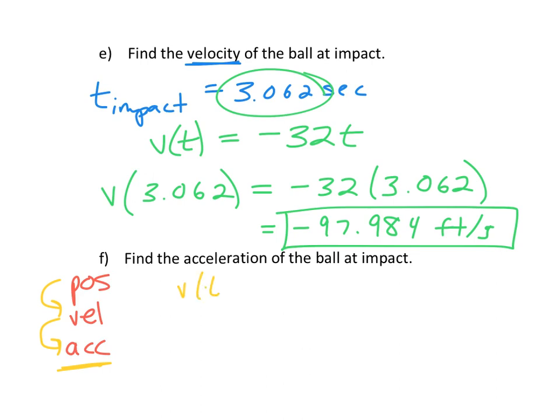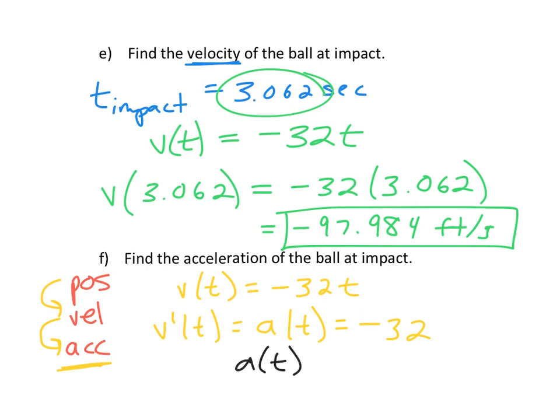So velocity was equal to negative 32t. That came from part B, and also we used it in part E. So if I differentiate velocity, we're talking about v prime, that is equal to acceleration. And the derivative of negative 32t is just negative 32. So acceleration for this problem is equal to negative 32. And that would be measured in feet per second squared.